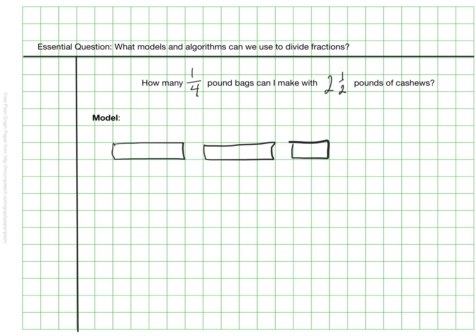My model has 2.5 pounds of cashews represented. And I want to see how many of these 1/4 pounds I can make from that 2.5 pounds. So I can see here that I've set this up in a way that I can cut each of these into fourths. So this would be 1/4 of a pound, so would this, so would this, and so is this. And I'll do that again here. There's another one, another one, another one, and again here. So I can see there's 1, 2, 3, 4, 5, 6, 7, 8, 9, 10. Which means 2.5 pounds split into fourths would equal 10.